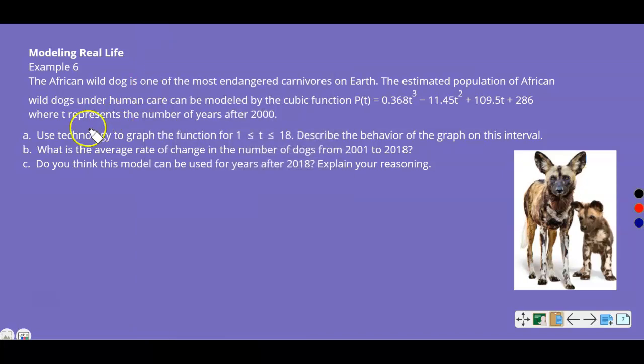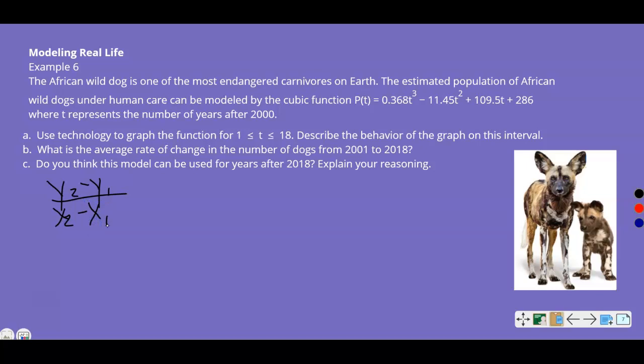All right, now use technology to graph. Okay, describe the end behavior. Okay, what is the average rate of change in the number of dogs from 2001 to 2018? All right, so remember, average rate of change can be found by doing y2 minus y1 over x2 minus x1.